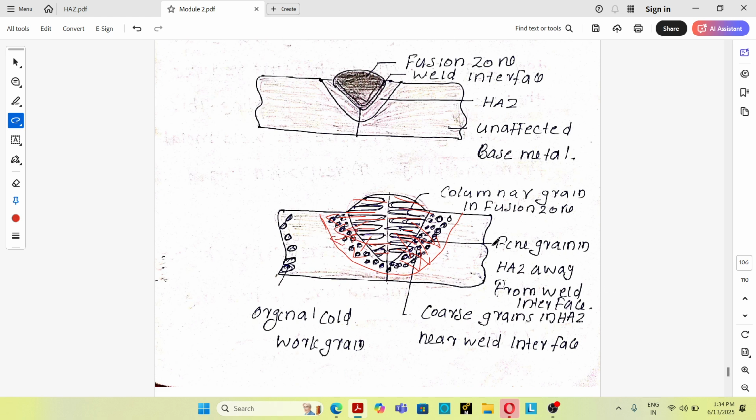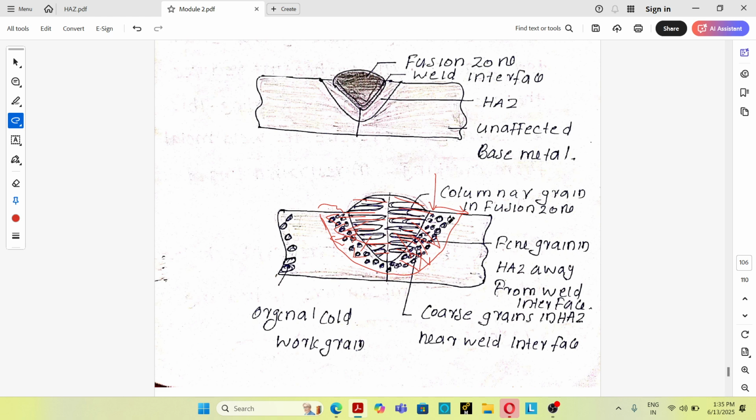In the heat affected zone, fine grained structure will be produced away from the weld interface. That means away from the weld interface or fusion zone, fine grained microstructure will be formed. Very near to the fusion zone, coarse grained microstructure will be formed in the HAZ, and this entire portion is known as HAZ. During the welding process the HAZ is heated and cooled, and microstructural change happens in the HAZ. So coarse grained structure is produced in the area very near to the fusion zone, and fine grained structure is produced in the area far away from the fusion zone in the heat affected zone or HAZ.